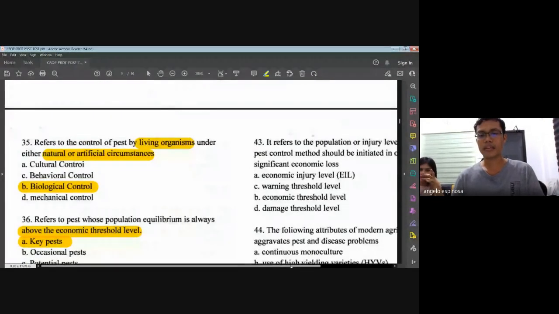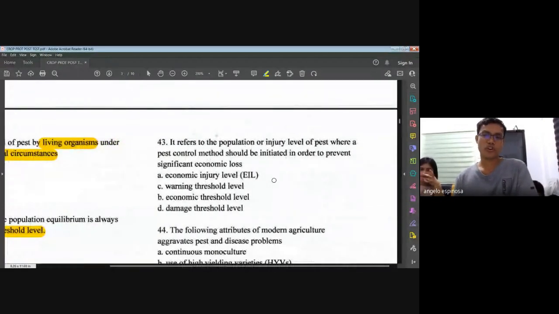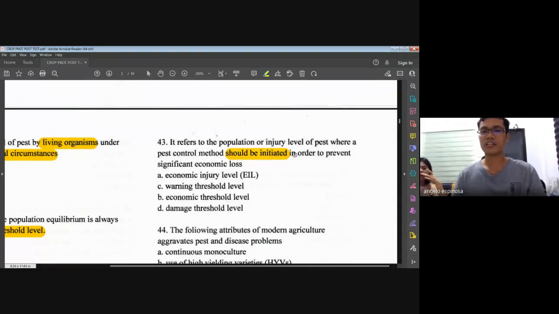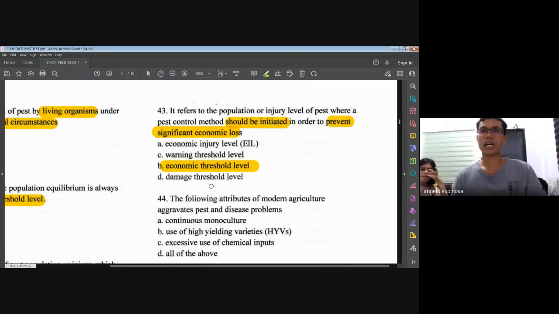Next, number 43. It refers to the population or injury level of pests where a pest control method should be initiated in order to prevent significant economic loss. What is your keyword there? The keyword is pest control should be initiated in order to prevent significant economic loss. The correct answer for number 43 is letter B, economic threshold level. So you will know the level of plants that is already affected by the pathogens or insects.